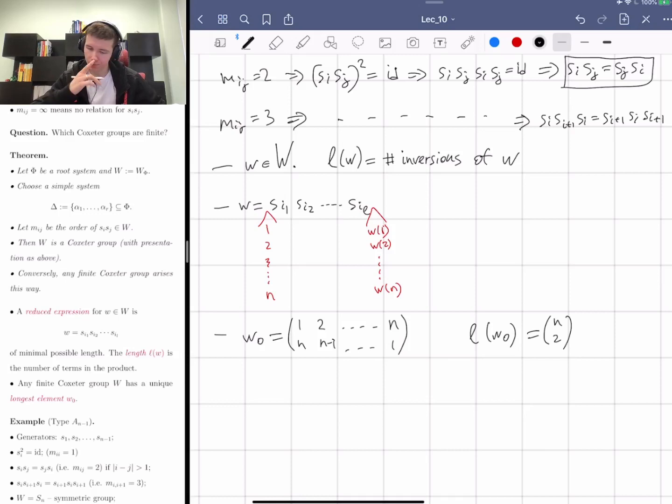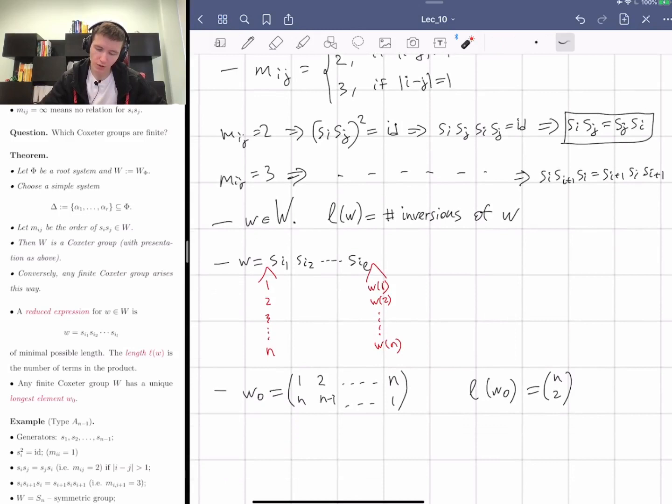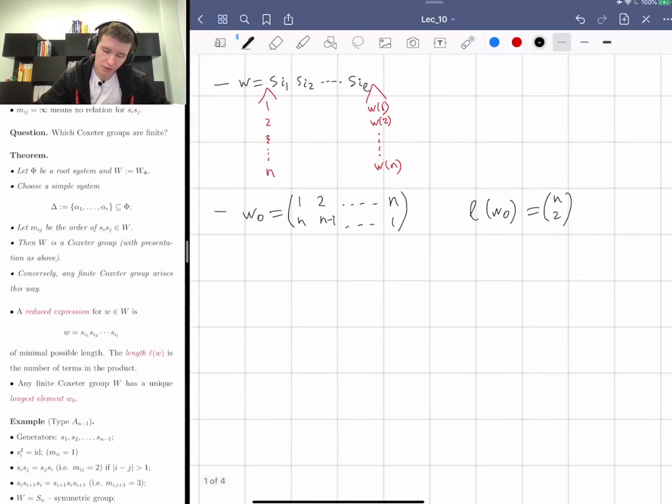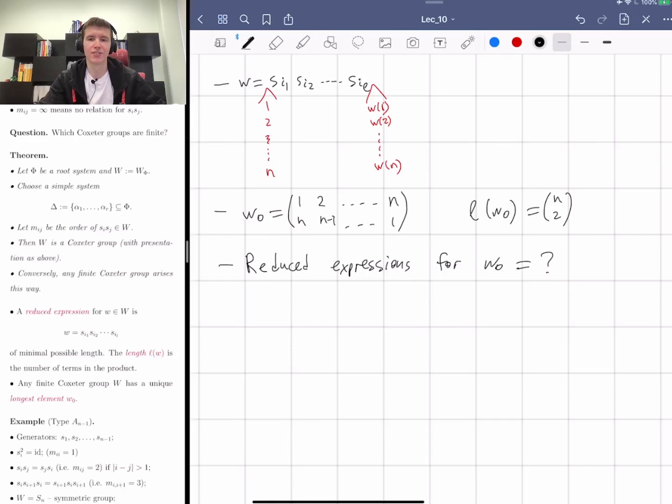Okay, and so now I don't know if this whole picture looks familiar to you or not. Let me ask you this. If I look at reduced expressions for W naught, what do they correspond to that we have talked about in this class? There should be some objects that we have seen before that are in bijection with reduced expressions, or maybe not bijection, but some kind of correspondence.